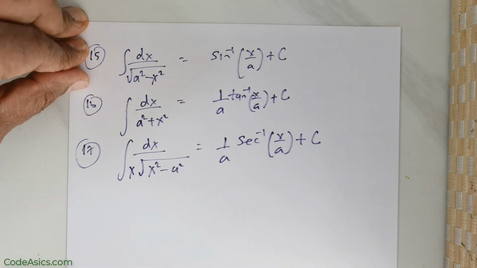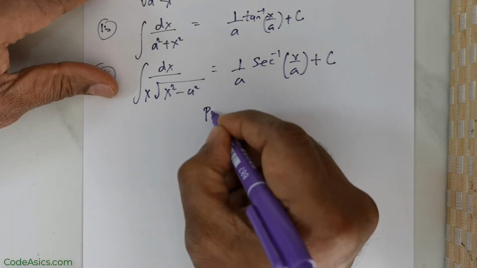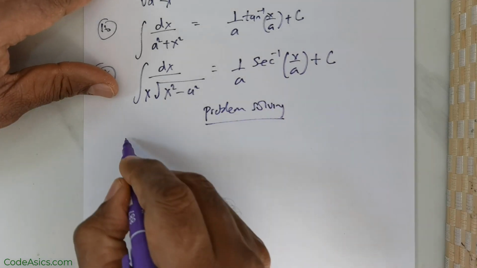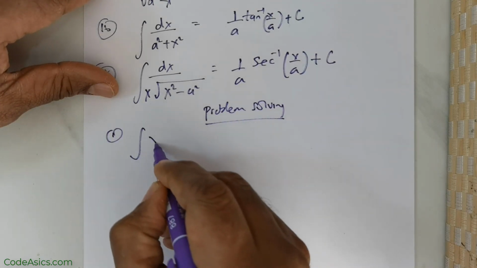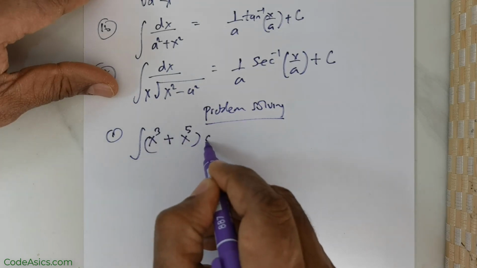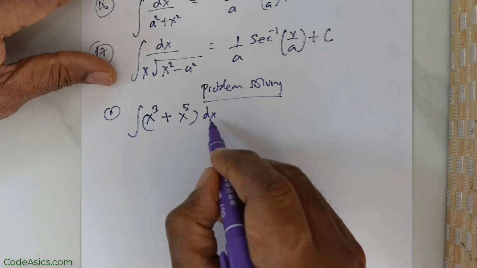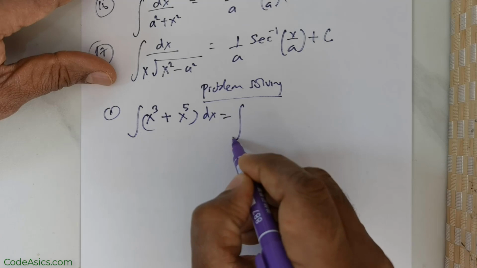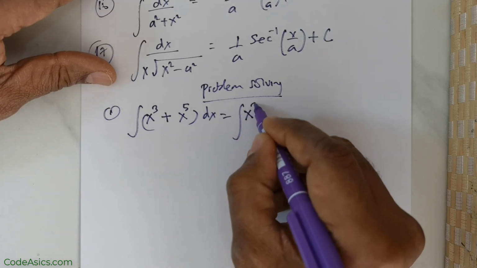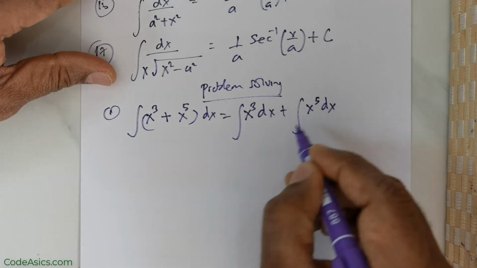So let me just move on to do questions, problem solving. Now imagine you have the integral of x to the power of 3 plus x to the power of 5 times dx. So how do you integrate this? First you need to distribute this. When I say distribute, I am distributing the operator dx. So this is x to the power of 3 times dx plus x to the power of 5 times dx.